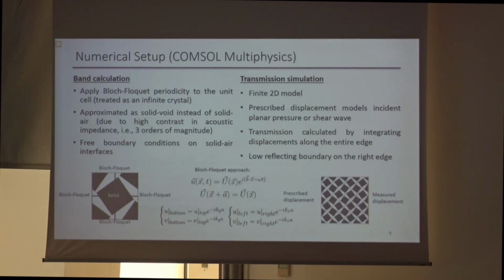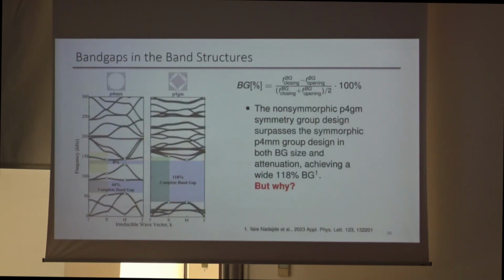In this experimental setup, we use two transducers, meaning that we pick up the signal immediately. So that's why we also lag the reflection on the right boundary. And if we do all these calculations and compare, for example, the P4GM phononic crystals with the P4MM, which is just a square array of circular openings, then immediately we can see that this P4GM crystal beats the classic P4MM.